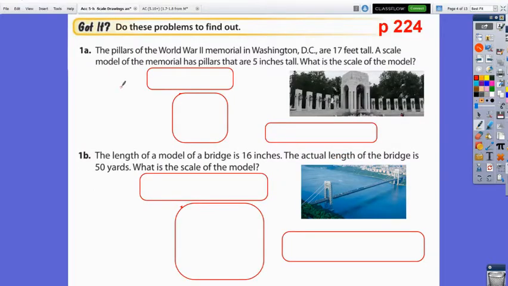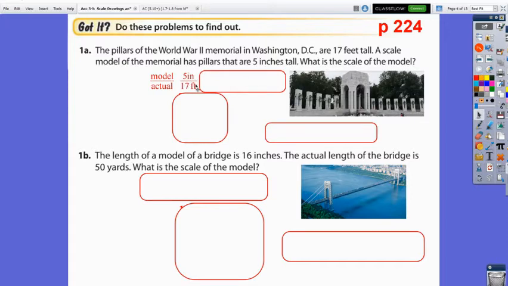These are better. Okay, because this model is obviously not going to be anywhere near the actual size of the World War II memorial in Washington, D.C. Okay, so it says the pillars of the actual memorial are 17 feet tall. Okay, and a scale model has pillars that are 5 inches tall. So what is the scale of the model? So 1 inch on the model corresponds to what? Okay. So model over actual, 5 inches over 17 feet.